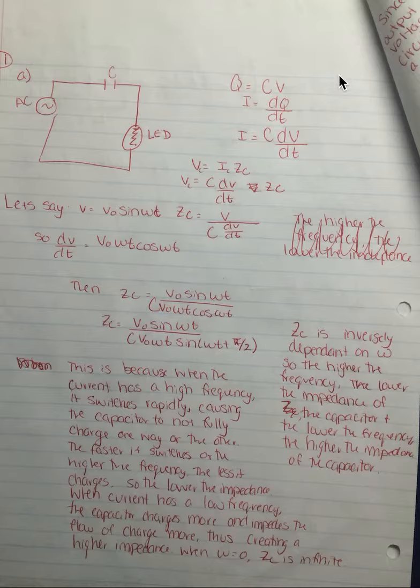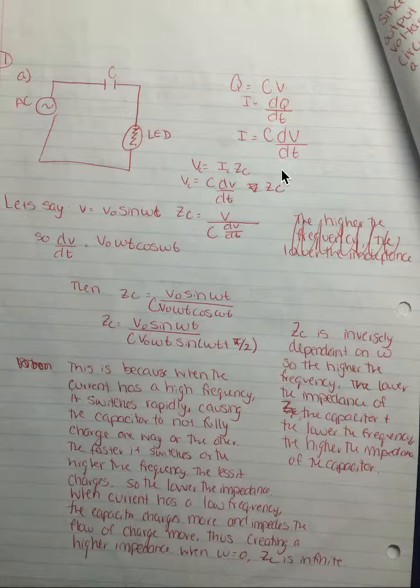For assignment 13, number 1, part A, this would be able to show that frequency changes the impedance of the capacitor. So we show this through charge equals capacitance times voltage. Current is a change in charge over time. So therefore current is the capacitance times the change in voltage over time.